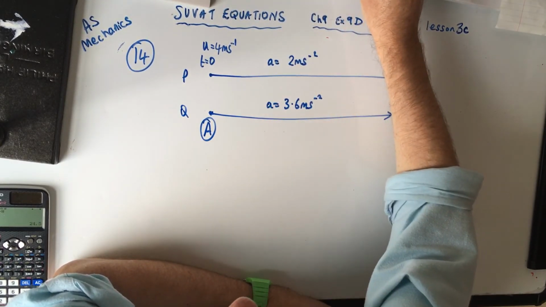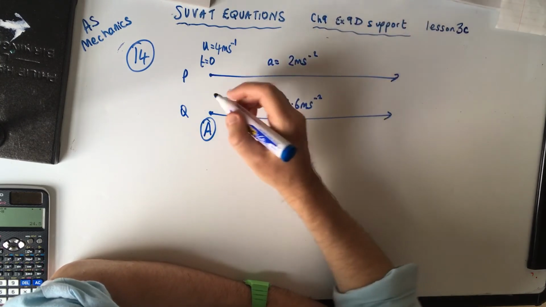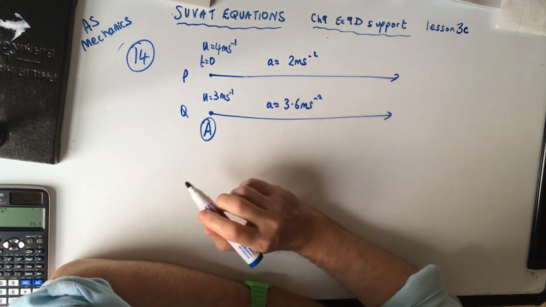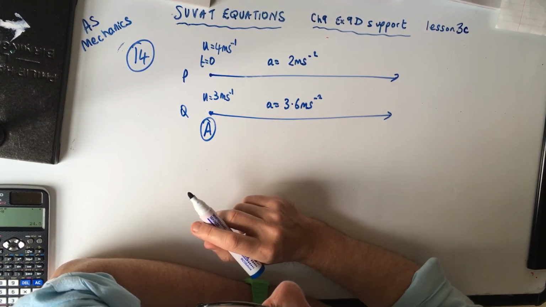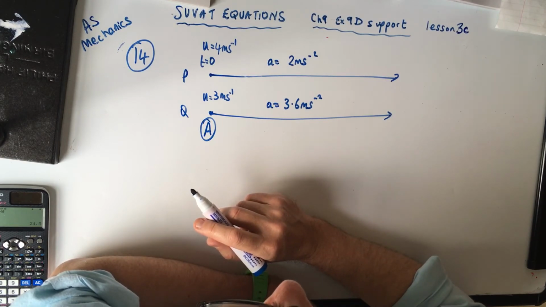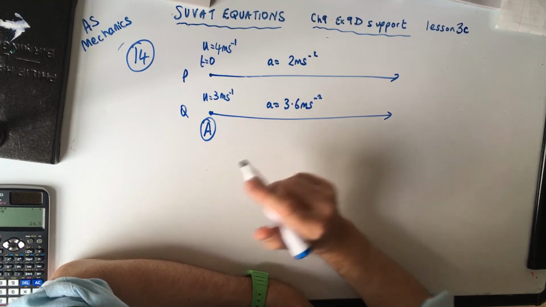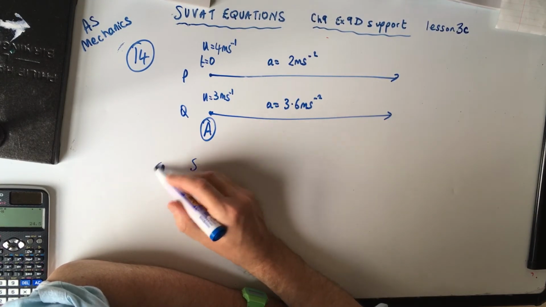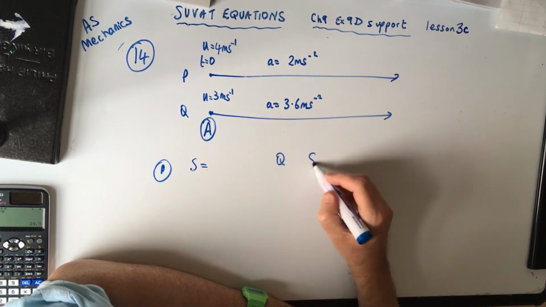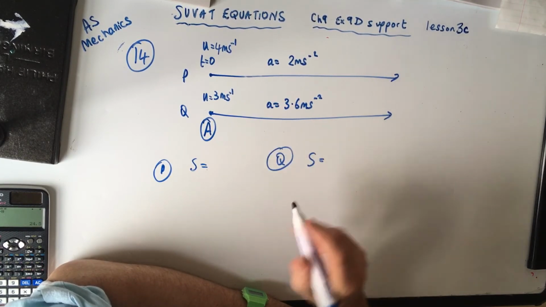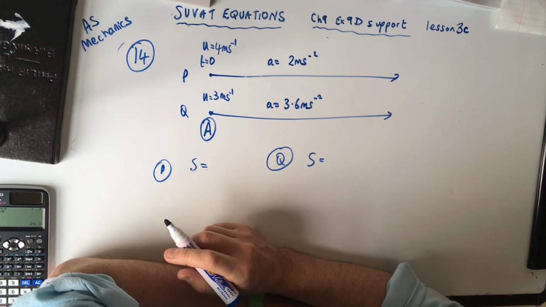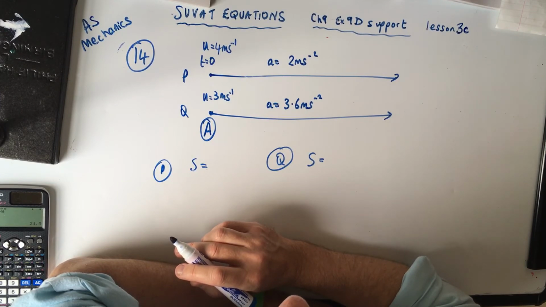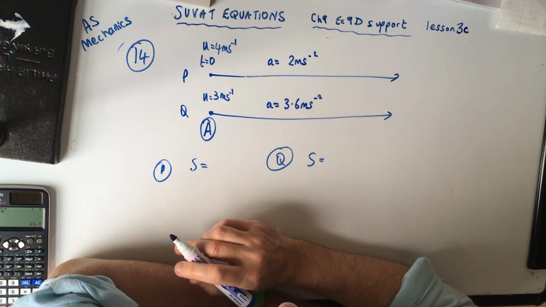Okay, 1 second later, Q travels through A with u equal to 3 metres per second, but it's accelerating, and that's a second later start. It says write down an expression for the displacements of P and Q. So it wants an expression for the displacement, s, for P and for Q, in terms of t, where t is in seconds, the time after P has passed A.